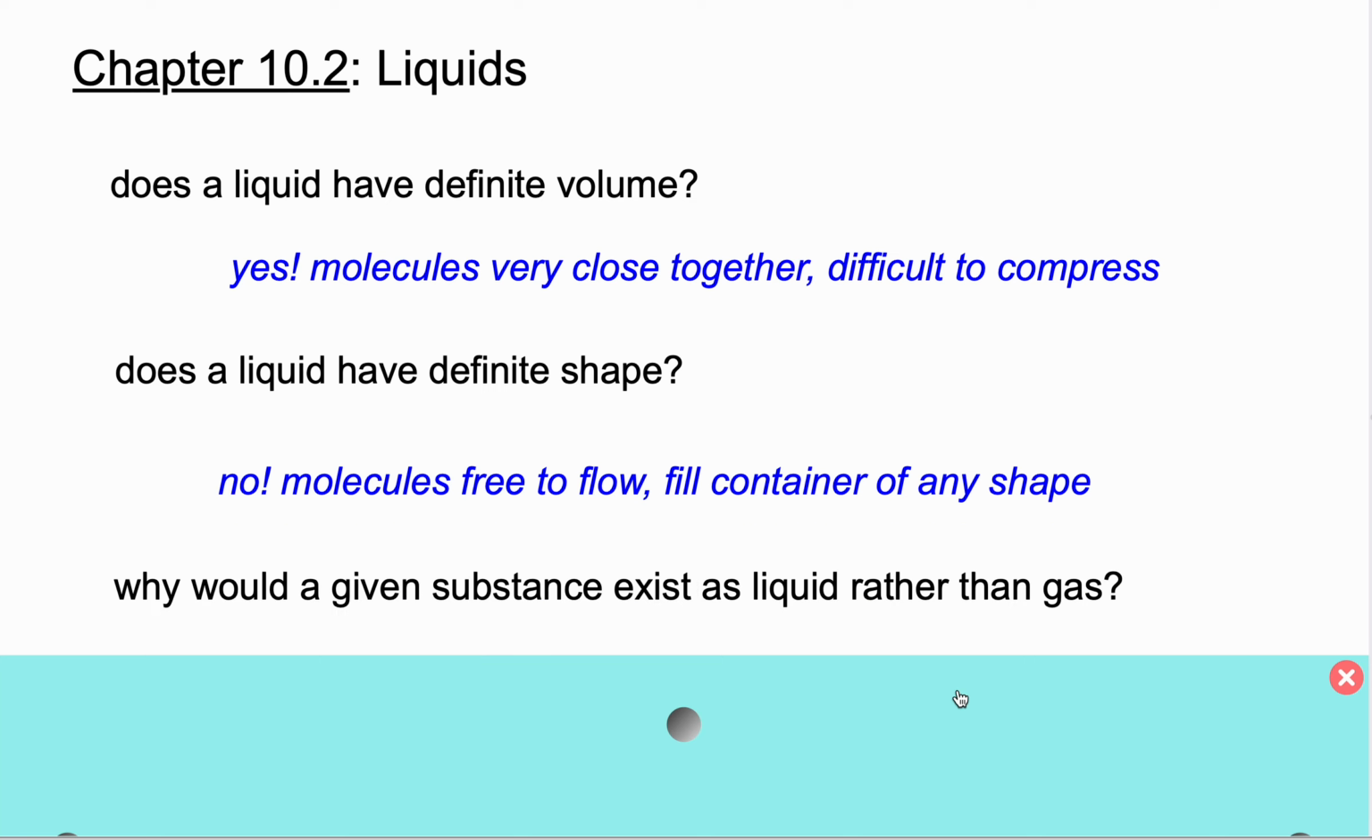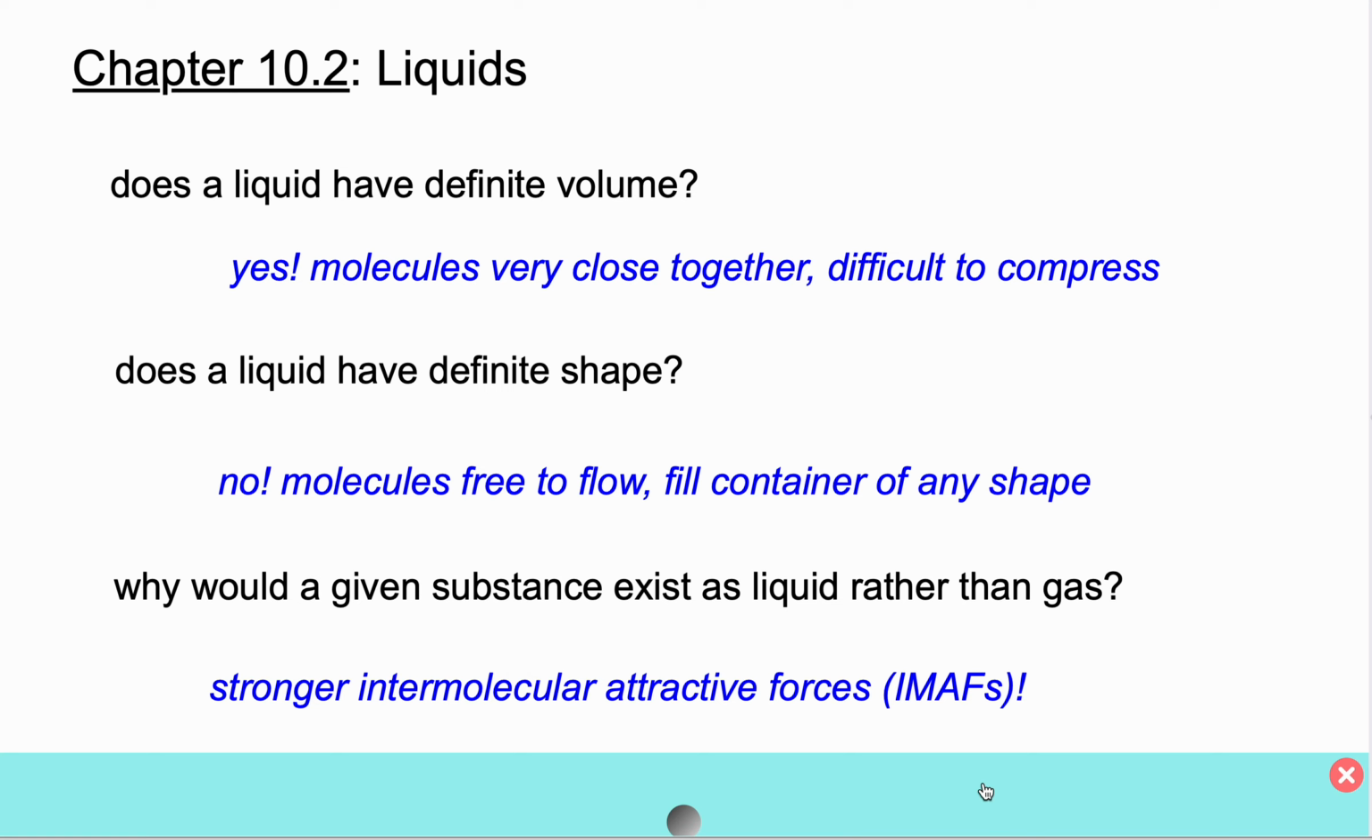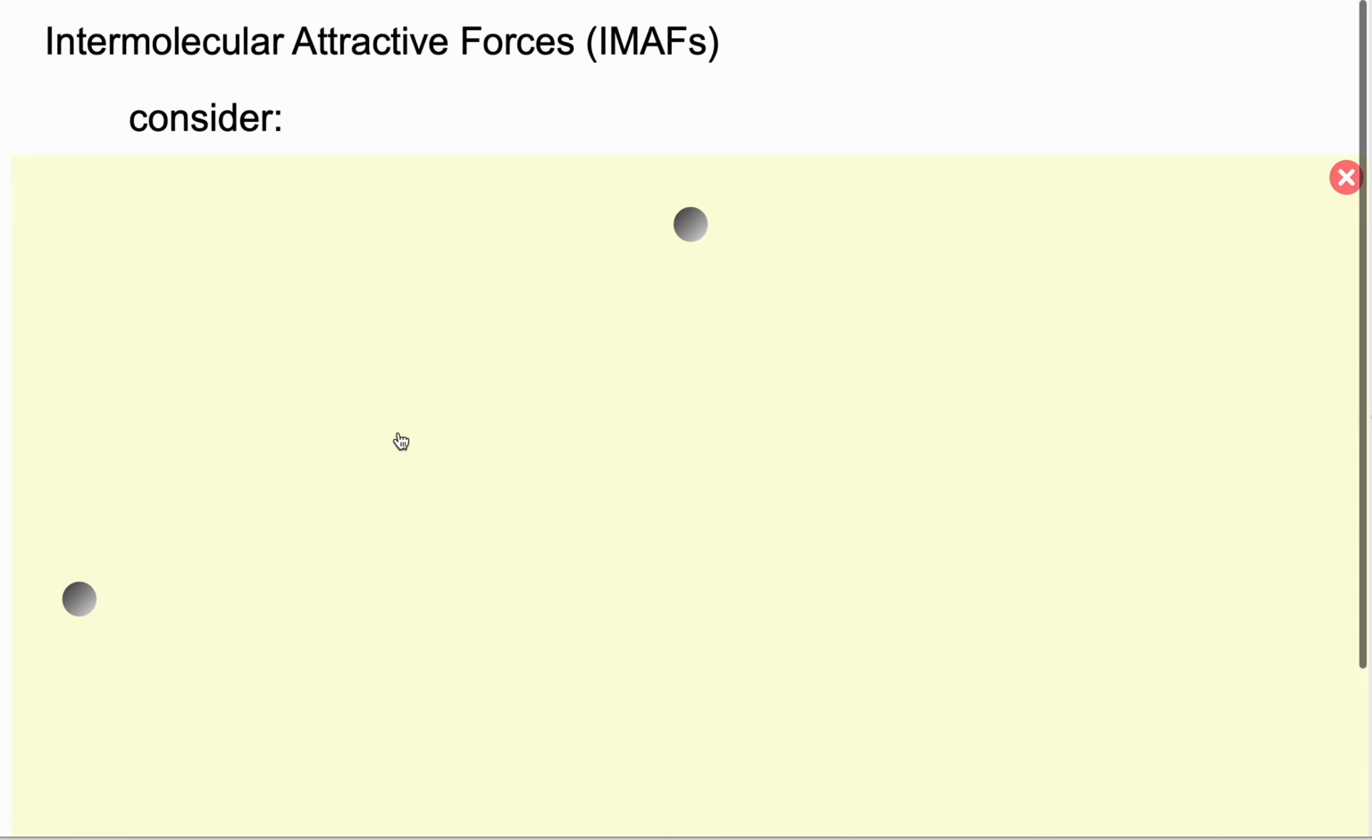So, why would a given substance exist as a liquid rather than a gas? Well, as we talked about before, it has to do with the fact that in a liquid, the intermolecular attractive forces are stronger than in a gas. Now notice when we're talking about liquids, I'm referring to intermolecular attractive forces because for our purposes, liquids will always consist of molecular compounds. Now, let's talk about those intermolecular attractive forces.